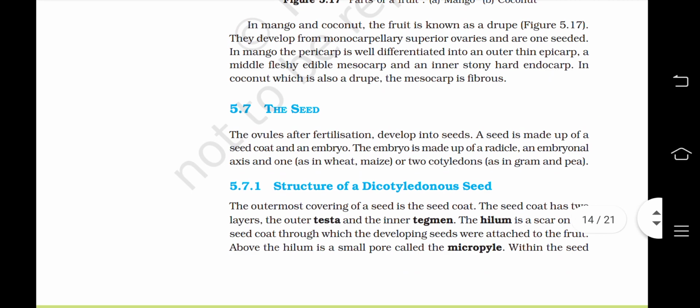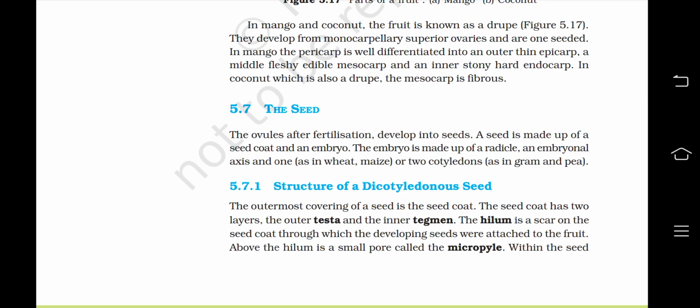The seed. Ovules after fertilization develop into seeds. A seed is made up of a seed coat and an embryo. The embryo is made up of a radicle, an embryonal axis, and one or two cotyledons. One as in wheat and maize, two as in gram and pea.